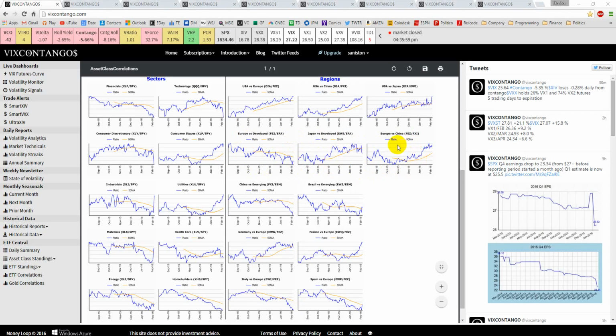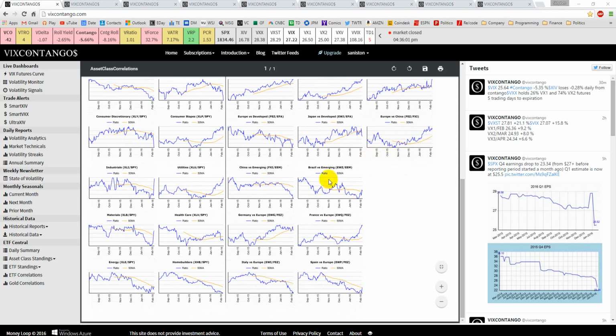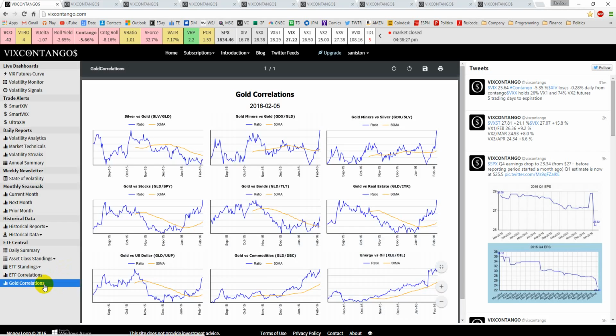It's abandoning China. And then we have a few more: China versus emerging, Brazil versus emerging. These are within the region comparison. Then we have Germany versus Europe, France versus Europe. So you can see here how most of the money is going into France, and it's leaving Italy, and it's leaving Spain.